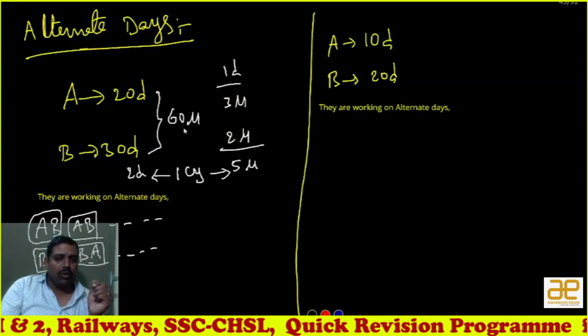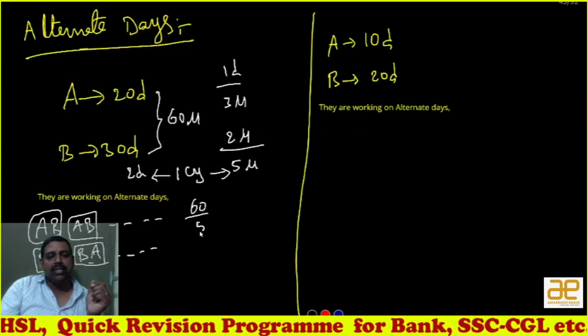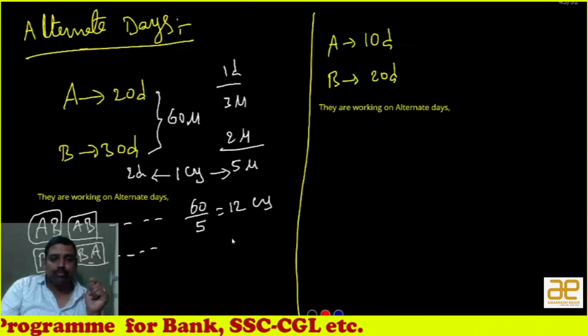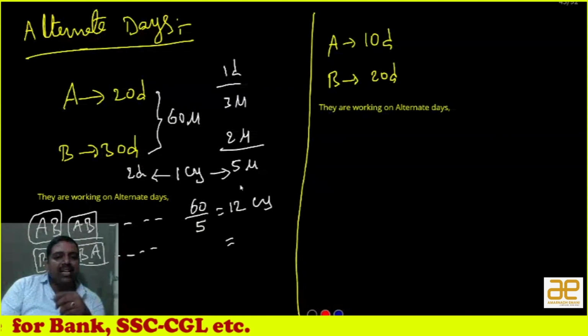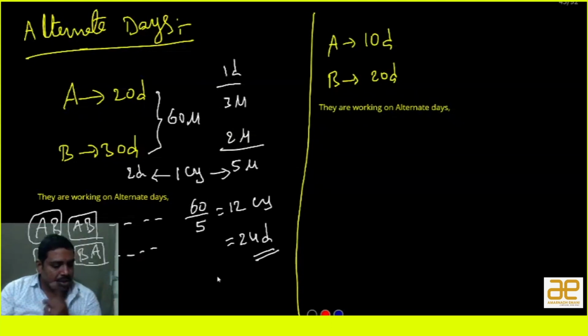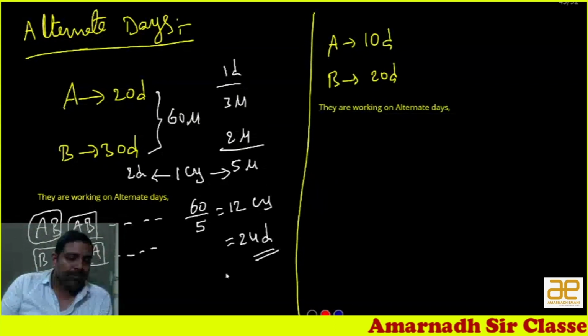The work I have to do is 60 units. So 60 by per cycle, that is 5. 60 by 5 equals 12 cycles. But we know that each cycle is 2 days. So 12 cycles means 24 days. That is the answer. So you have given 25 days. I don't know where you made the mistake. Maybe it is a typing mistake.